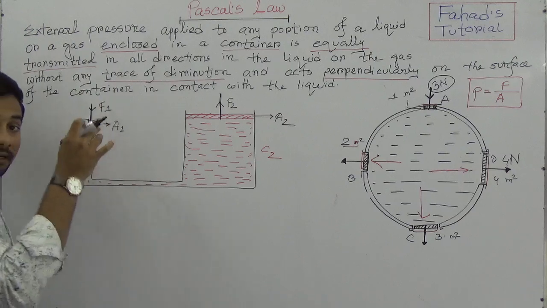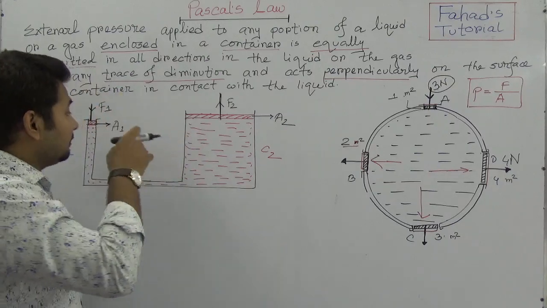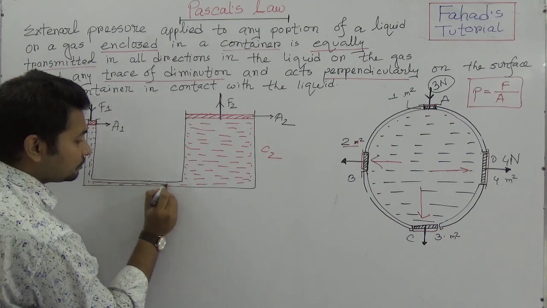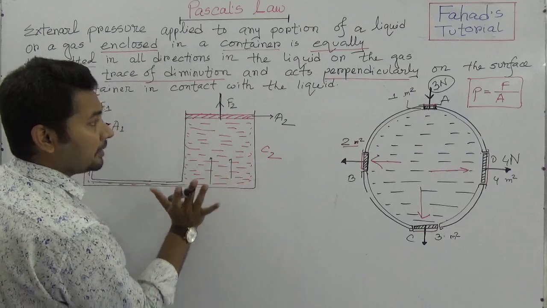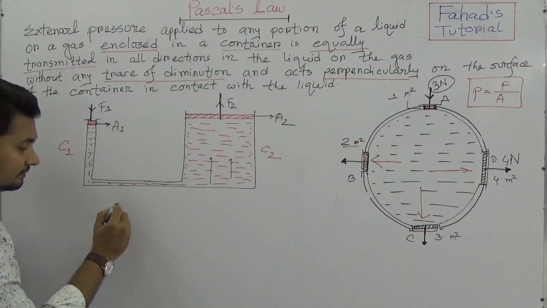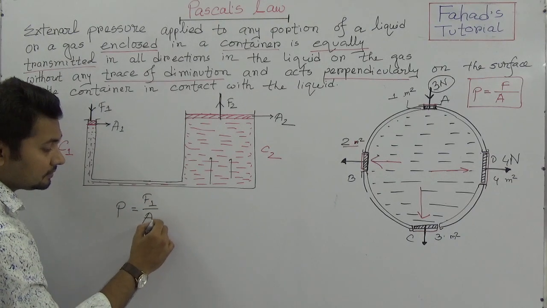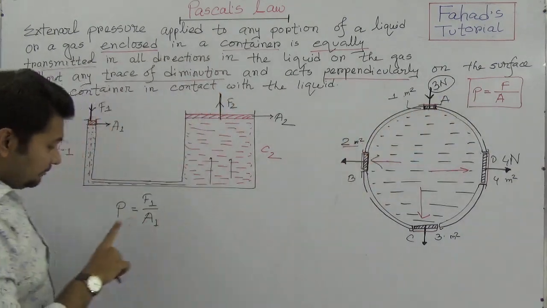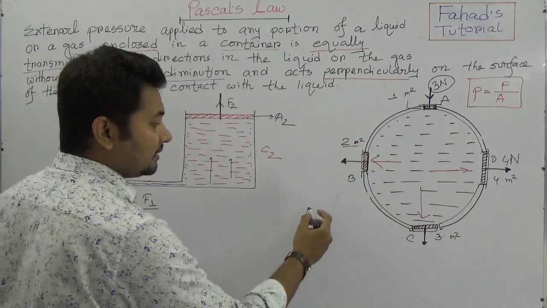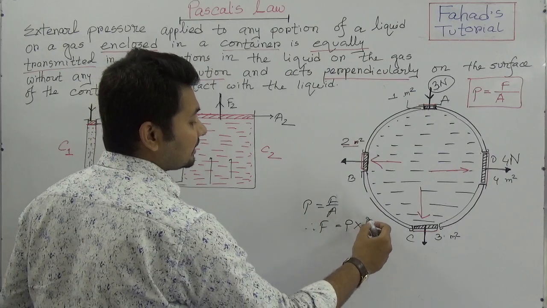In this piston, cylinder 1, F1 amount of force is applied on A1, a cross-sectional area. So we know that the pressure will come here and then it will be distributed everywhere, and that is why F2 will be exerted through this cylinder. And now P is the pressure, which is the force upon the cross-sectional area. So if P is equal to F1 by A1, then according to this, if P equals F by A, then we can say that F equals P times A.